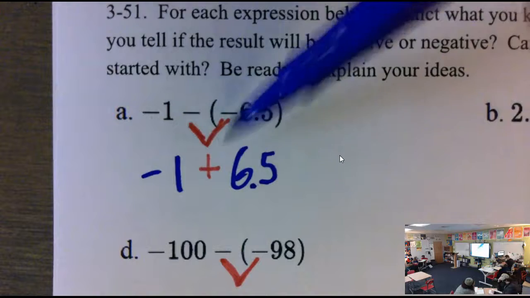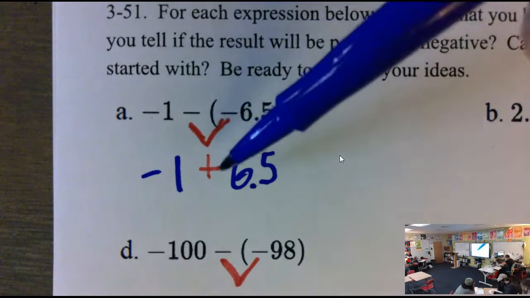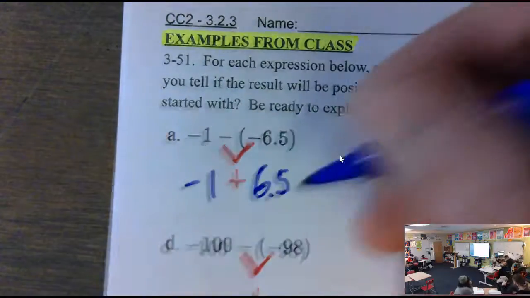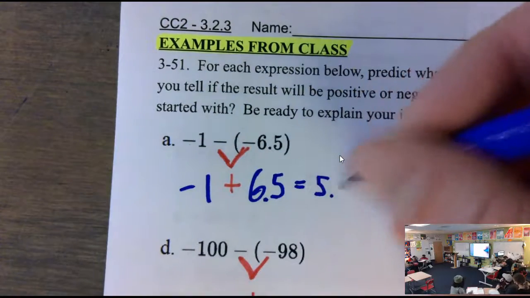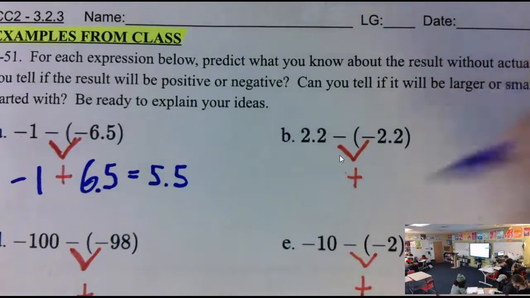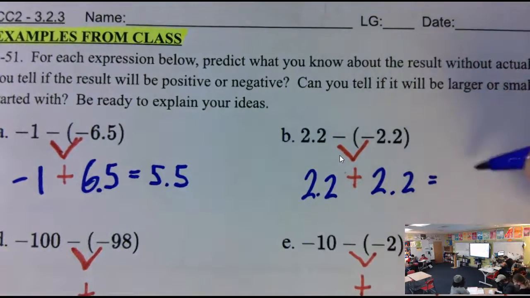Please make sure, check your work, that you did not keep this as a negative. We used it. It went into the plus. So now, who wins here, the negative or the positive? Positive wins by 5.5. B becomes 2.2 plus 2.2. What do we get?